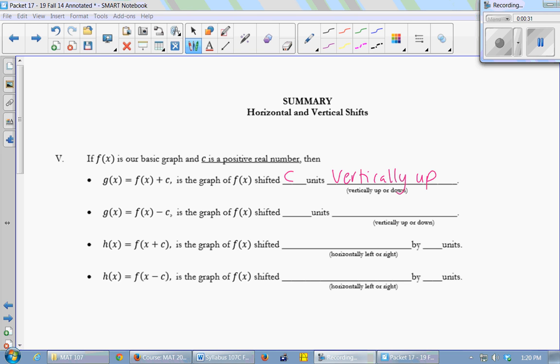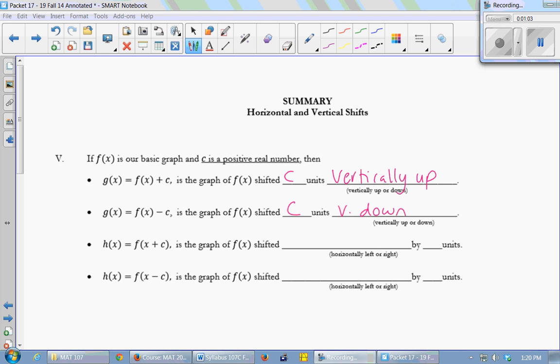Okay, but what if I want to do f of x minus c? How does the transformation happen when you have a minus c? Go down c units. So it shifts by c units, but this time it's vertically down. So we call these two things post-operation. You add the c or you subtract the c after you apply the operation f. So when you do the adding and subtracting post-operation, that always indicates vertical, right?